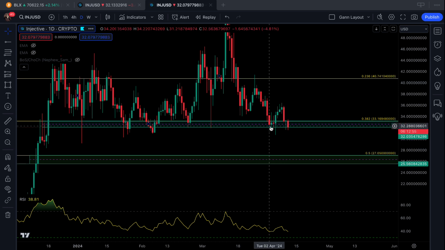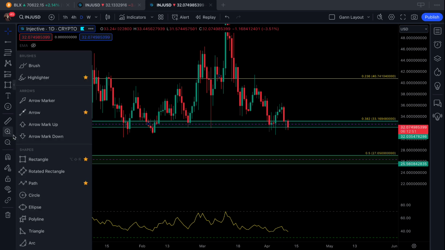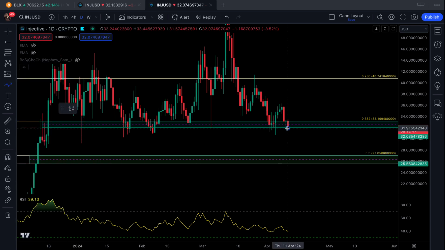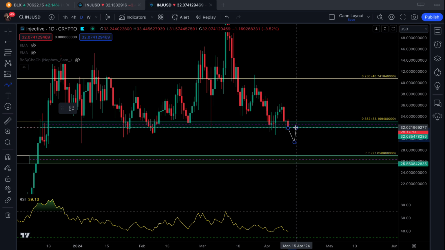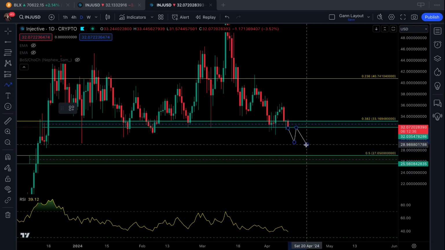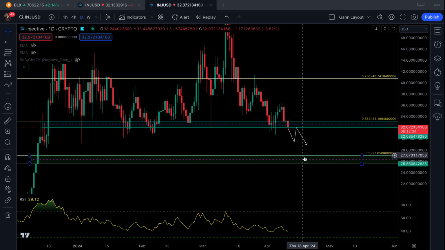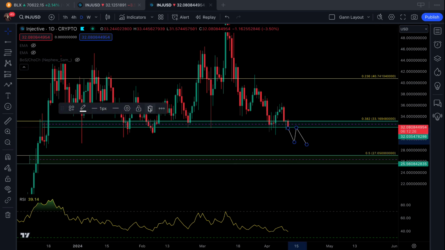But if it will lose the $32, what do I mean by lose? I want to be extremely clear with you. Let's say that it drops below 32, tries to get back, and you see Injective sending wicks to the upside and then getting rejected. Okay, then in that case, yes, I would sell, because the next stop is most probably $27.